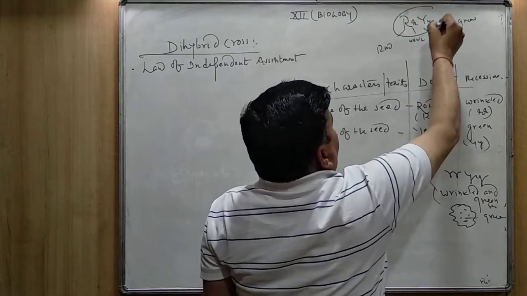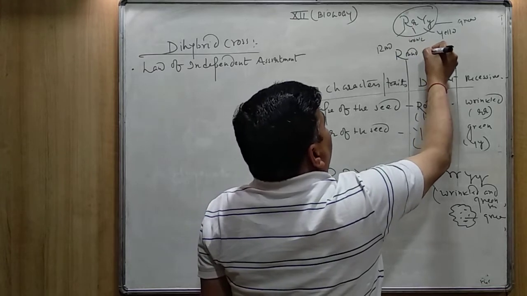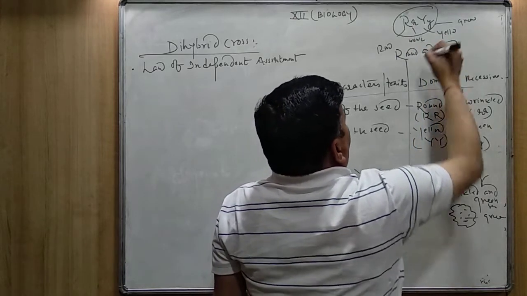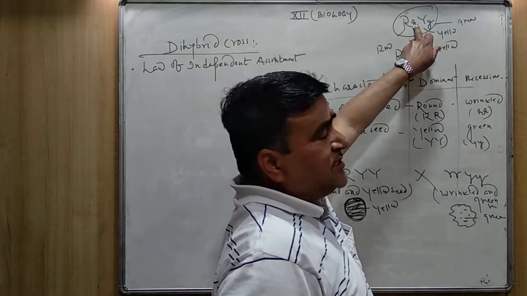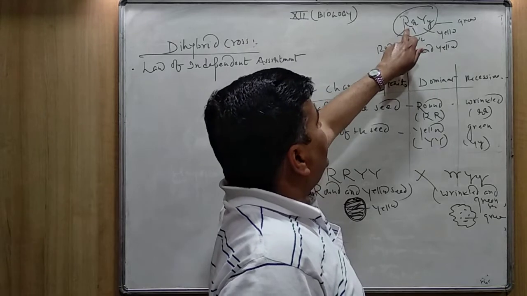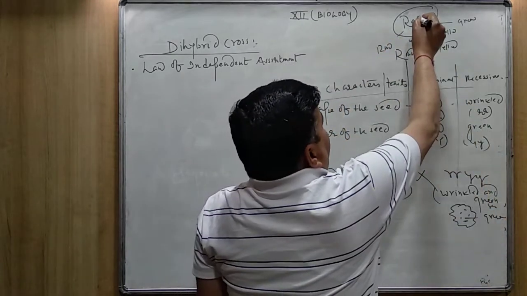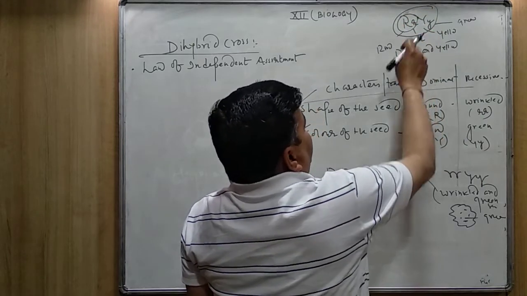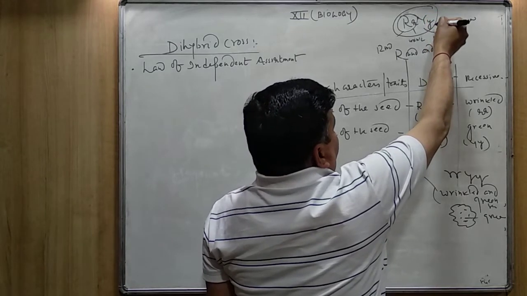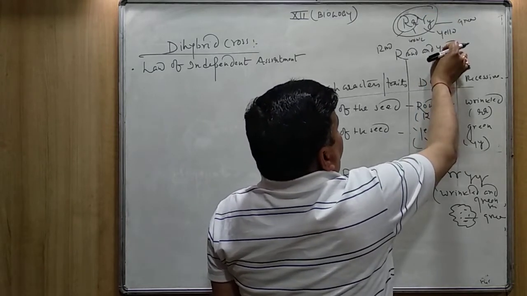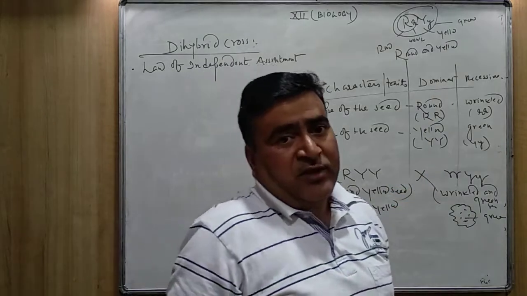Suppose the genotype is like this, it will be round and yellow. Why is it round and yellow? Why is wrinkled not going to express its characteristics? As I told you, round is dominant over wrinkled, so it will be round, and the capital Y, the yellow, is dominant over green. That's why yellow will appear, and this will be hybrid round and yellow in the real sense.